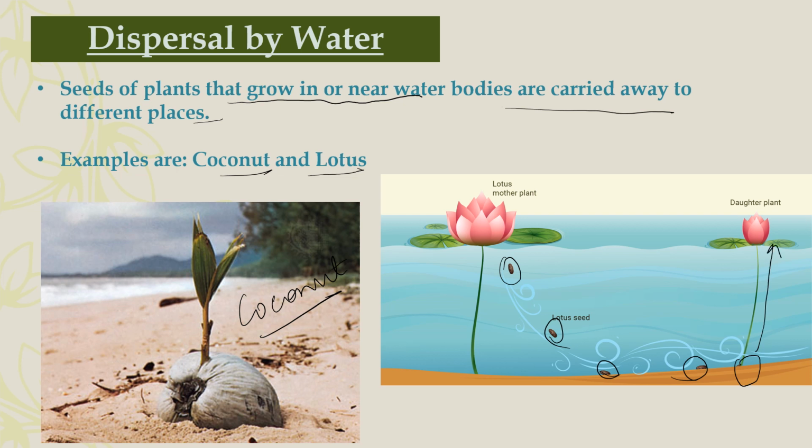So water also helps to scatter seeds from one place to another, and that's how new plants grow with the help of water and its seed dispersal methods. Examples are coconut and lotus.